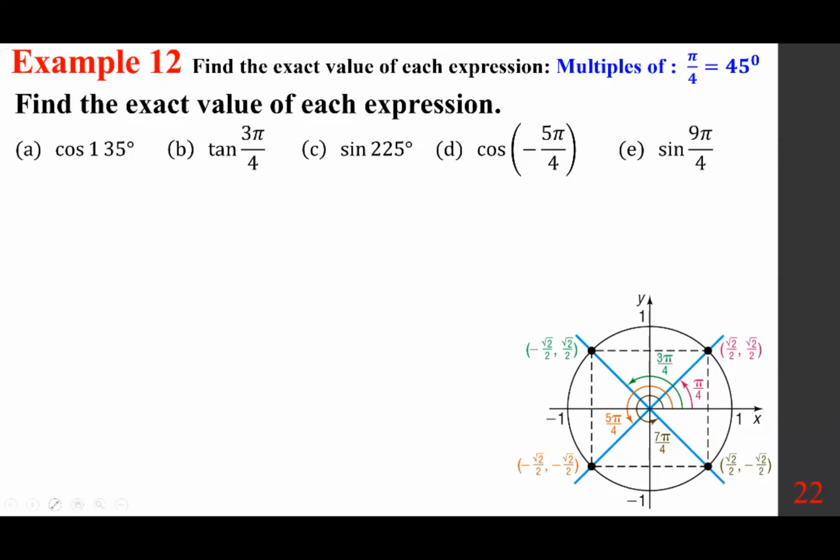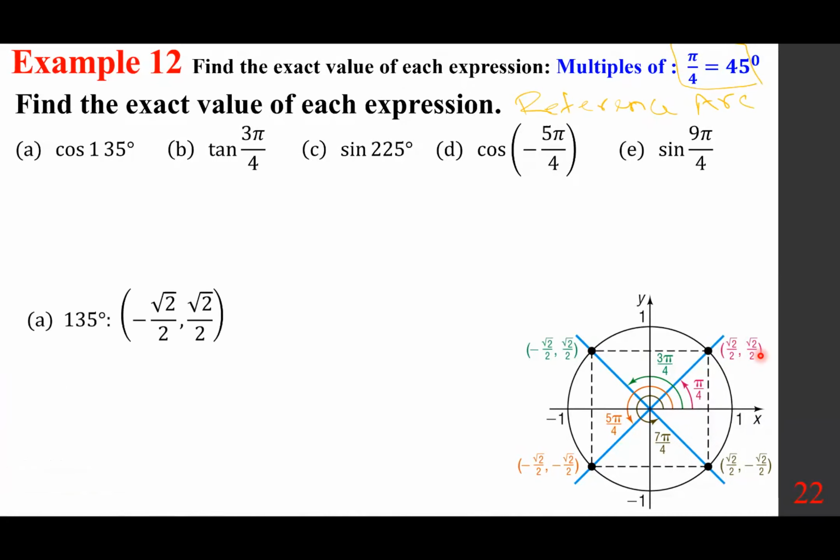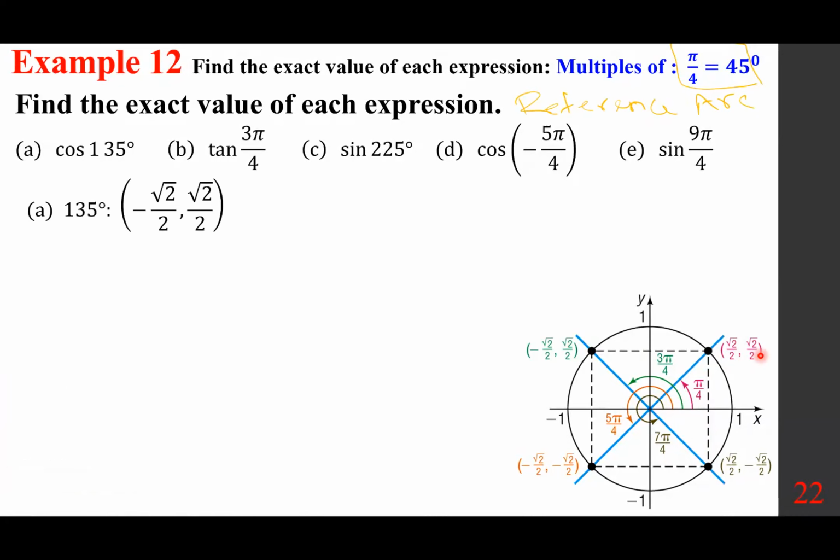So let me just write that. In this example, this is considered the reference arc or angle. Okay. So all of them go with those values. You have to figure out the negative or positive. So 135 degrees has coordinates negative square root of 2 over 2 and square root of 2 over 2. You want cosine, which is the x coordinate. In the second quadrant, x is negative, so it becomes minus square root of 2 over 2.